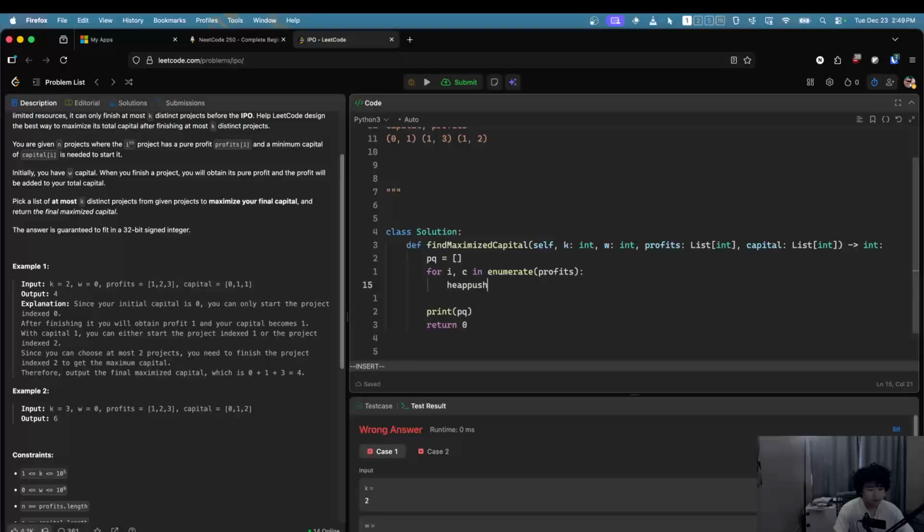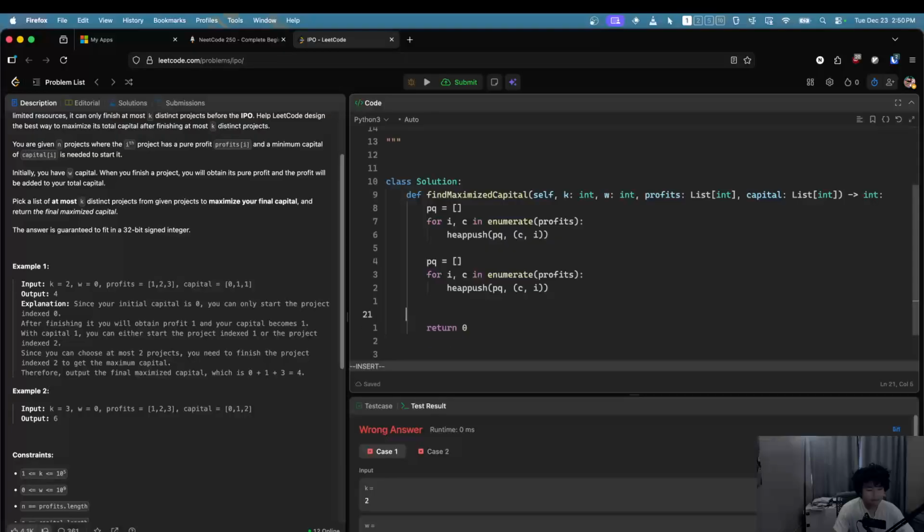So heap push PQ C, I. All right. Let's do another one here. Let's do capital. Right, so instead of I, C, we'll do, well, actually this makes more sense. P and then P, and then this is C. So P. Oh man, what am I doing? This is supposed to be C. C here.